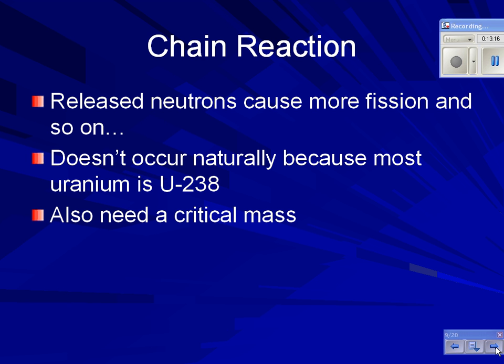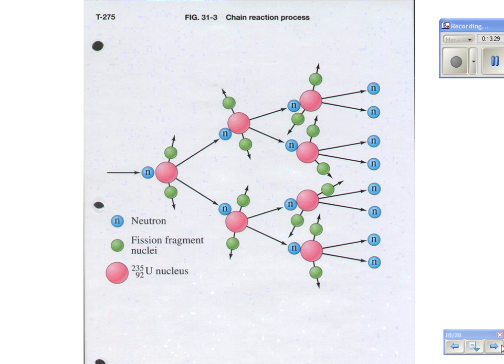They're so energetic that they tend to go right by the nucleus without interacting with it. So you actually need to slow them down a little bit. And in nuclear reactors, we do that with what's called a moderator. I don't know how they deal with that in a nuclear bomb, though. So something can. Let's look at a picture.